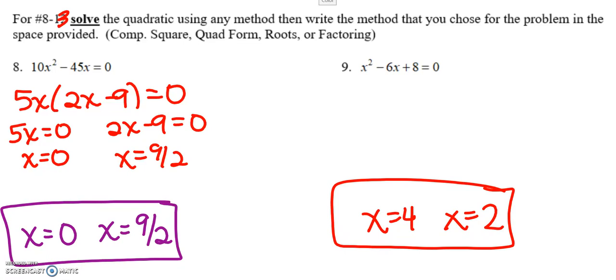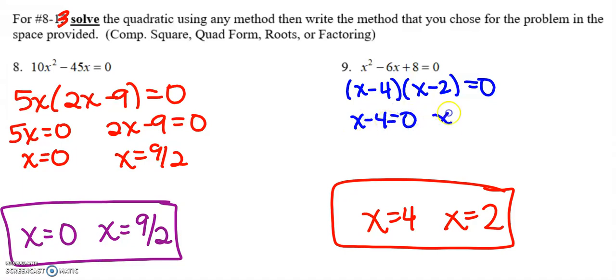Number 9. I again chose factoring because I looked at this and I said, is there something in my head pretty quick that I can get to multiply to 8 and add to -6? And pretty quickly I came up with x minus 4 and x minus 2. I knew they both needed to be negative because I multiplied to a positive but added to a negative. So then to solve, zero product property again would say x minus 4 is equal to 0, and x minus 2 is equal to 0, thus x equals 4 and x equals 2.